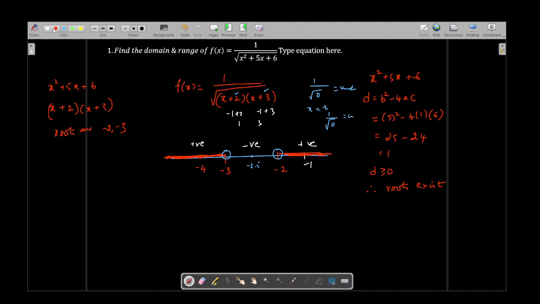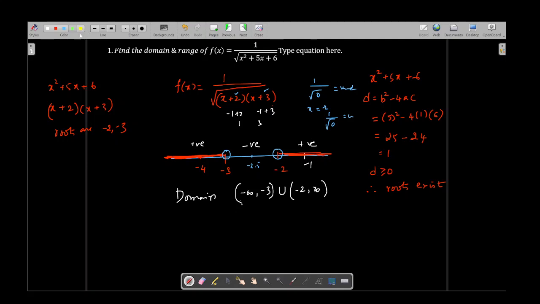So now the domain of this function is minus infinity to minus 3, where 3 is not included, union minus 2 to infinity. Infinity is also not included. This is my domain. What is the range of this?